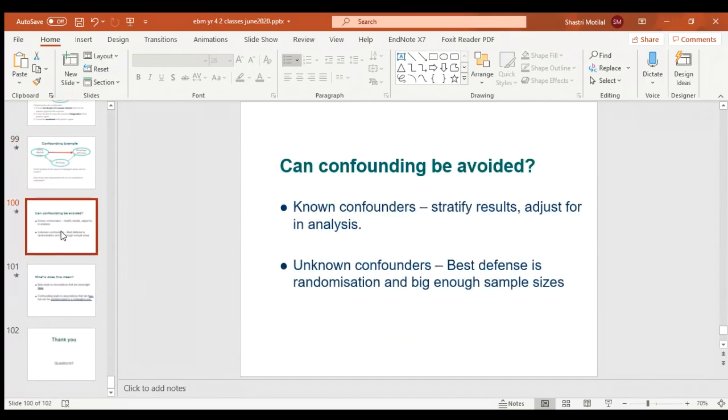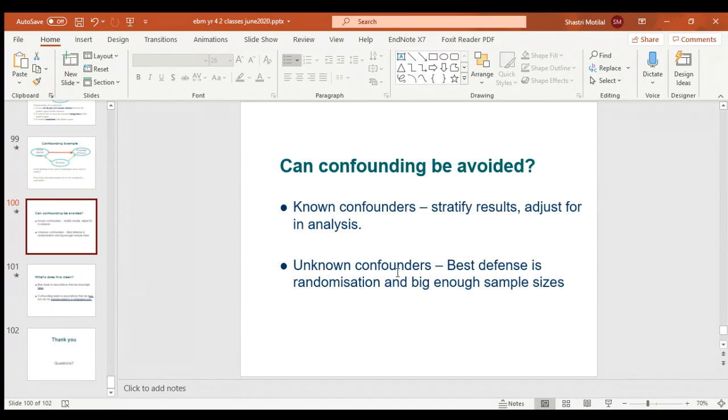So what could we do about this? Can confounding be avoided? If we know what the confounders are, we could measure them and we could adjust for them in the analysis. Yesterday I mentioned the statistical technique regression. The great thing about regression is that it allows you to adjust for confounders. So sometimes you would see an adjusted relative risk, an adjusted hazard ratio, or an adjusted odds ratio. What I mean is they're adjusting for the confounders.